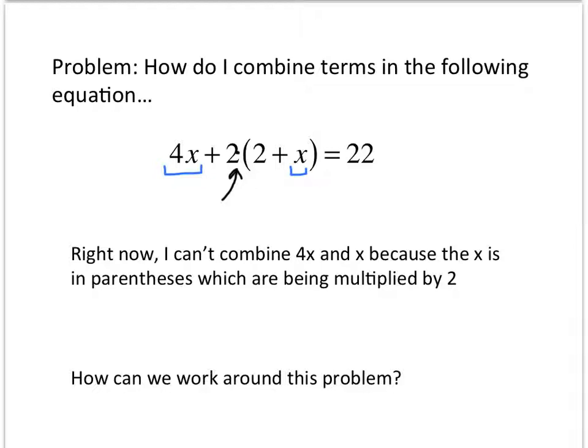So we have to figure out, well, how can we work around this problem? How can I deal with this multiplication, which I'll write in here, multiplication. How can I somehow deal with this before the addition and subtraction so that we're not violating our order of operations?